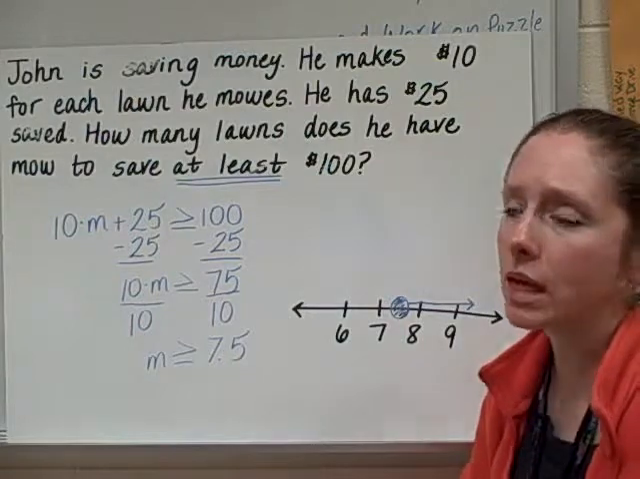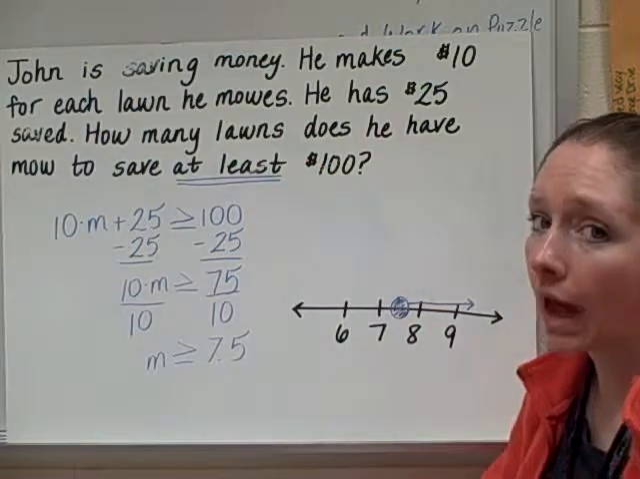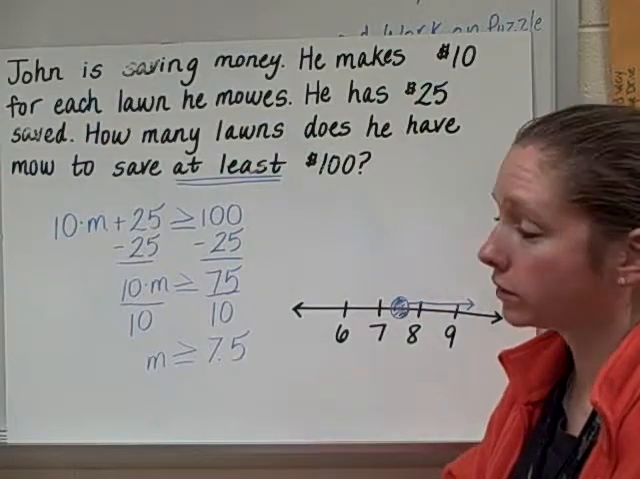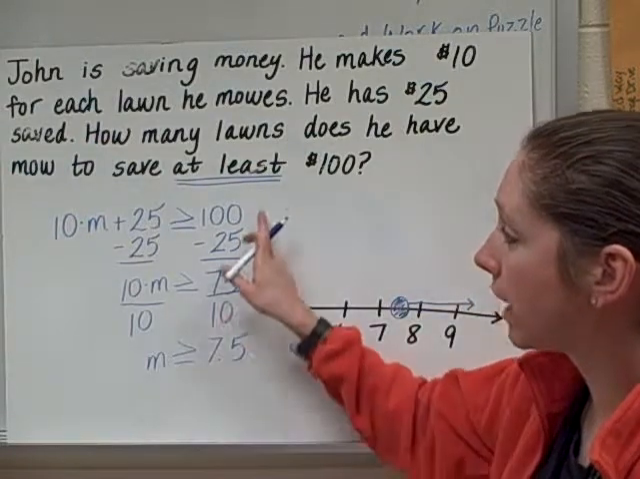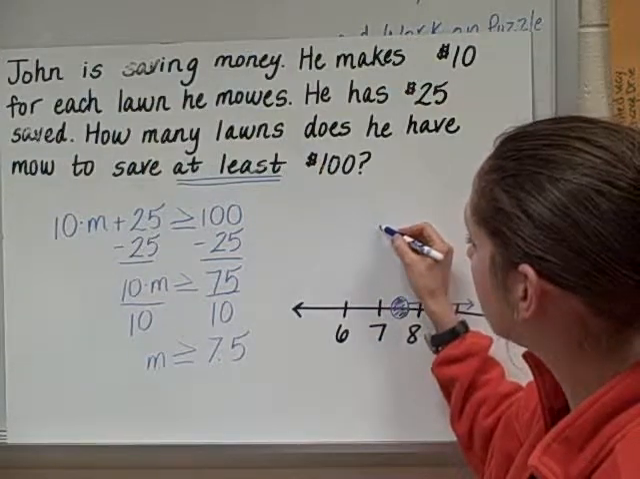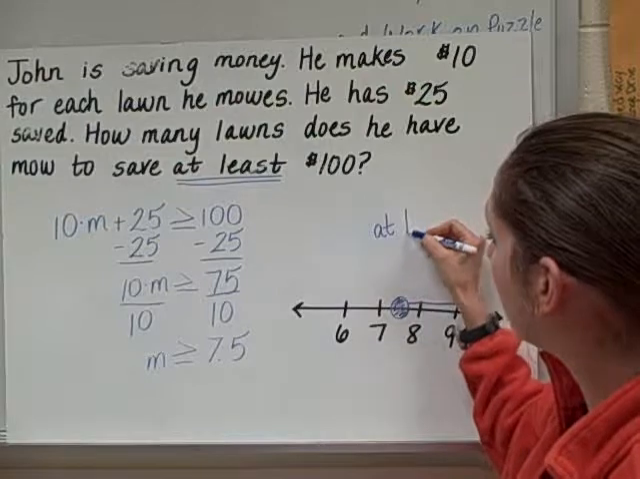But be careful, because John can't mow half of a lawn. So when it comes to actually taking this back to the real world, in order for John to earn that $100, he's going to have to round up to at least mowing 8 lawns.